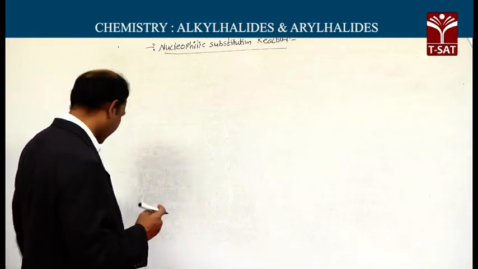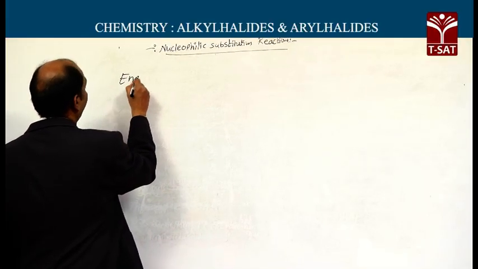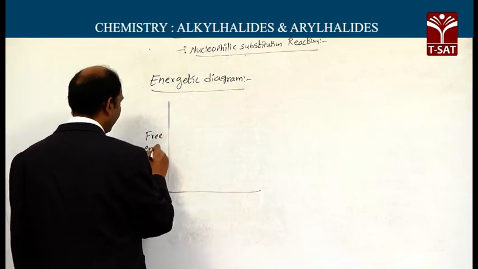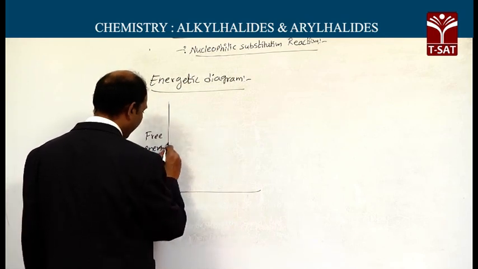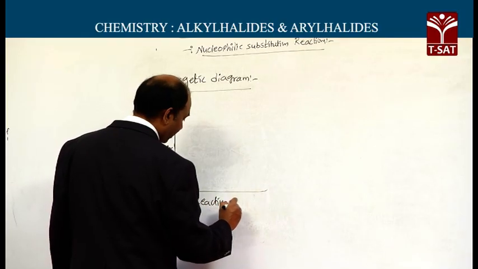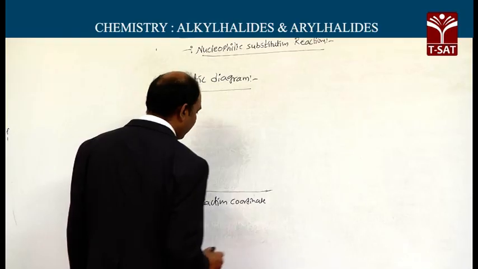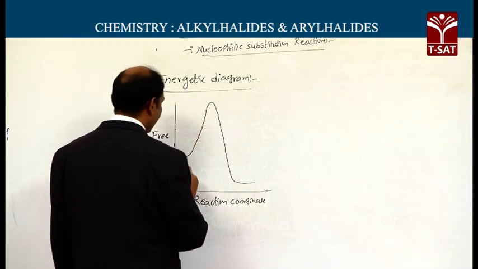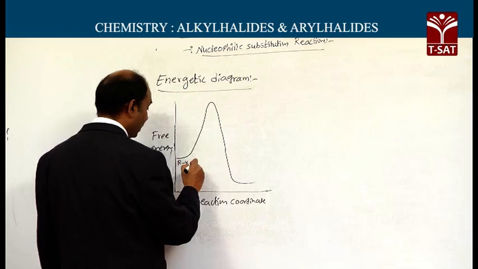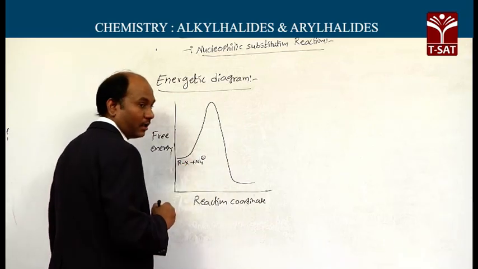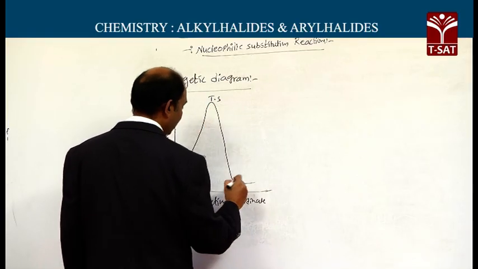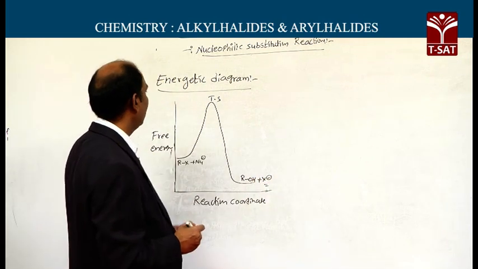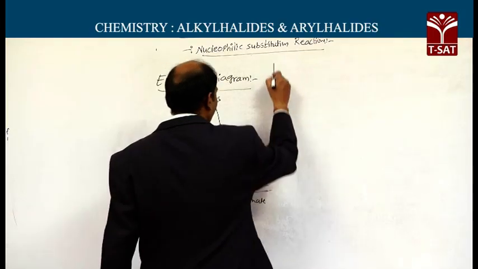Now let us discuss the energetic diagram of SN2 reaction. If we draw the graph, that is free energy versus reaction coordinate, or progress of the reaction, both are the same. In this, the reaction takes place through a transition state. Here we have only one peak. This is the energy of nucleophile and alkyl halide, this is the transition state, and this is the product ROH plus X minus. This is a leaving group and this is an alcohol. This is the energetic diagram.